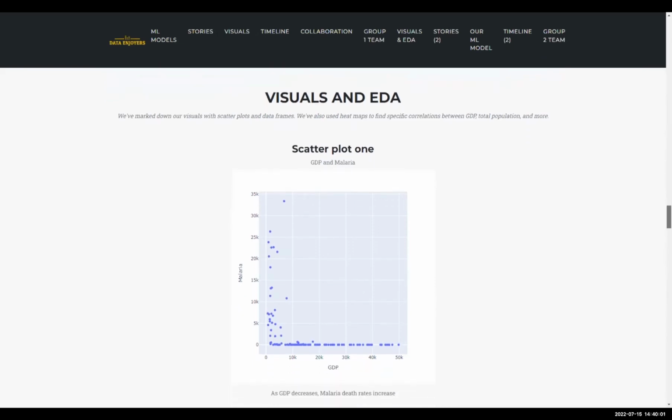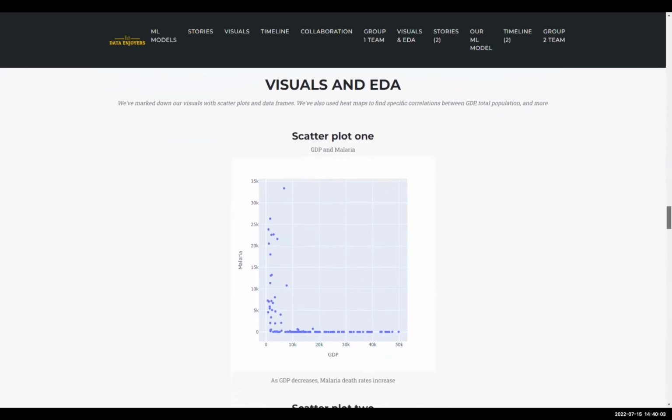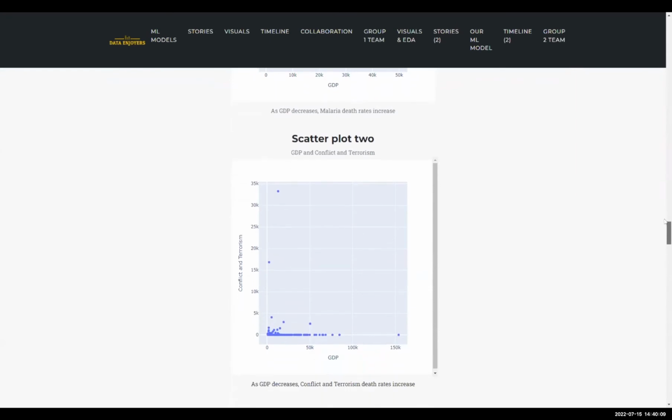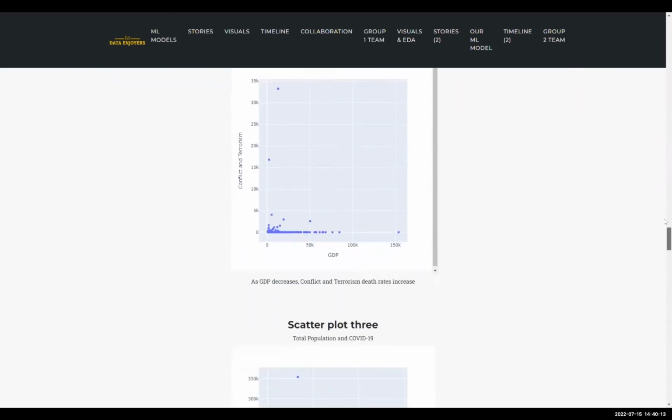Scatter plot 1, GDP and malaria. As GDP decreases, malaria death rates increase. Scatter plot 2, GDP and conflict and terrorism. As GDP decreases, conflict and terrorism death rates increase.